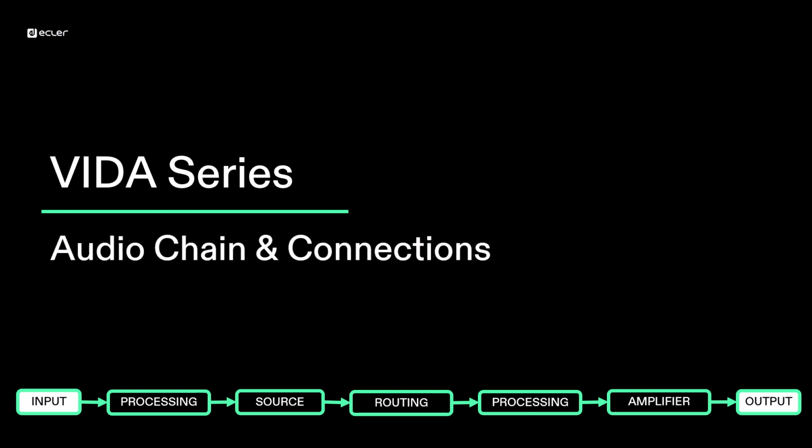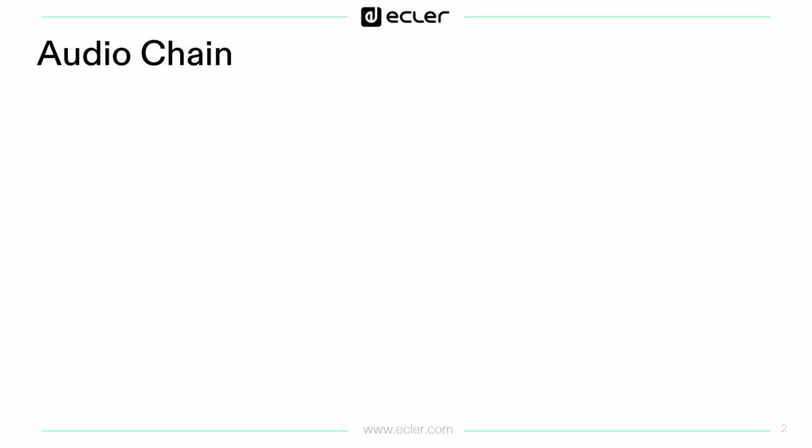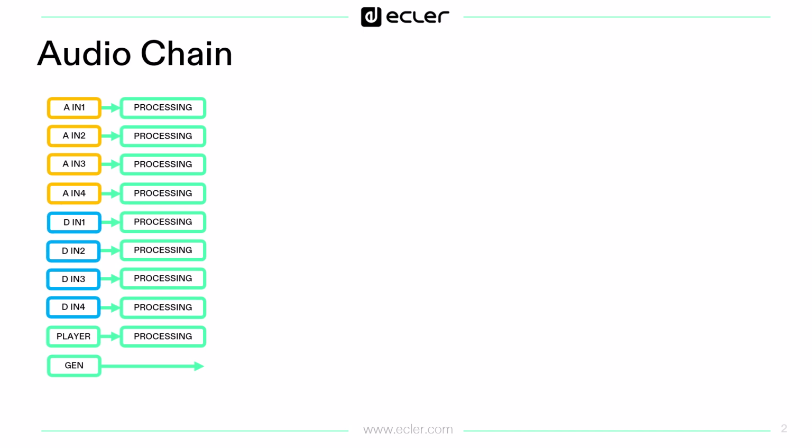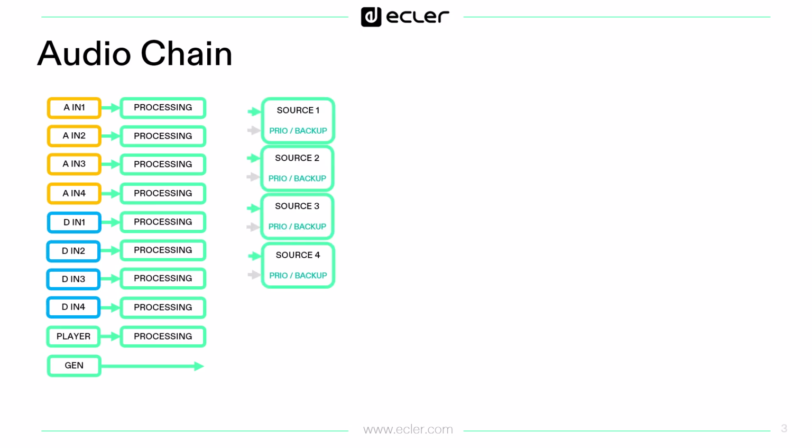Let's see the audio chain from the input to the output and the blocks you can find in between. We have 4 analog inputs, 4 Dante receivers, a player, and a generator for testing purposes. All of these inputs have their own filters, except the generator, and can be assigned to sources. We have 4 stereo sources, and in each source we assign a primary input and a secondary one if needed, working as a priority or backup signal.